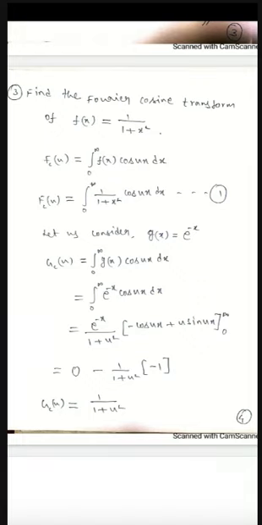Let us consider Fc of u is the integral from 0 to infinity of 1 by 1 plus x square cos ux dx, equation 1. So can I directly do that problem? In the previous problems, what was the method? If you have 0 to infinity and f of x is, suppose, e power minus x or e power minus mod of x or whatever the value is, we directly integrate. But here we have cos ux by 1 plus x square. That is the problem. It is so difficult to integrate.